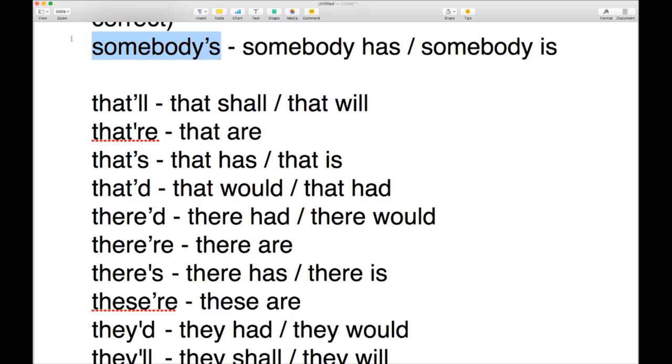Somebody's. That means somebody is or somebody has. Now, when I hear this word, somebody's, and that's a Z at the end, somebody's, somebody's, it reminds me of a phrase that I hear often. If somebody is making a bad smell.